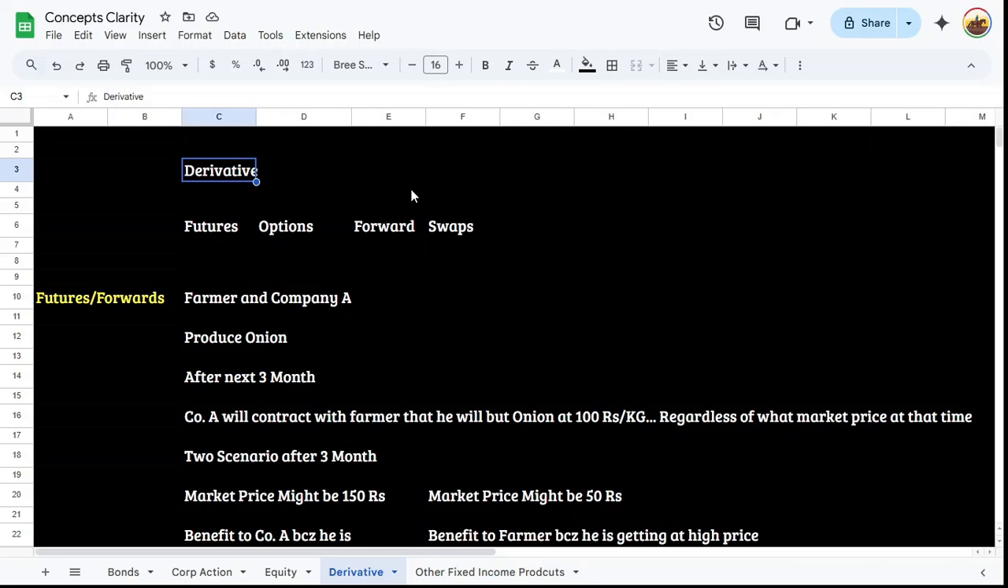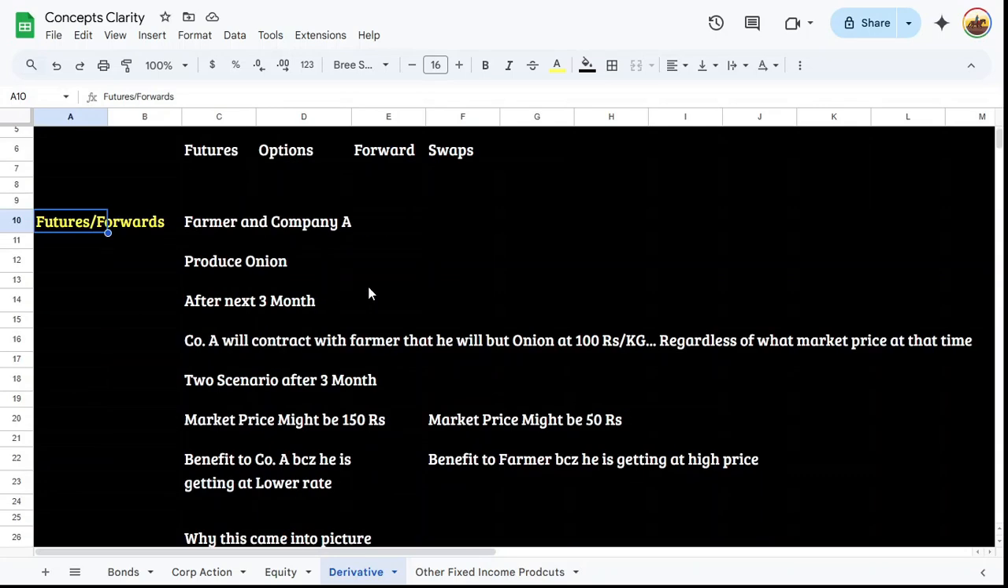In the same way, in financial markets there are four types of derivatives. First is futures, options, forwards and swaps. So let's decode one by one. I will take futures and forwards together because they are almost similar. So let's take an example.